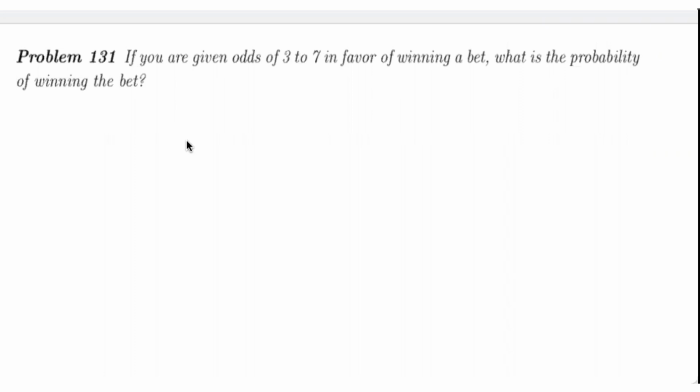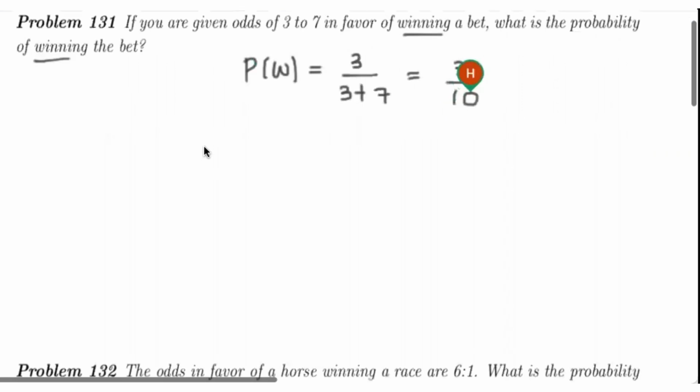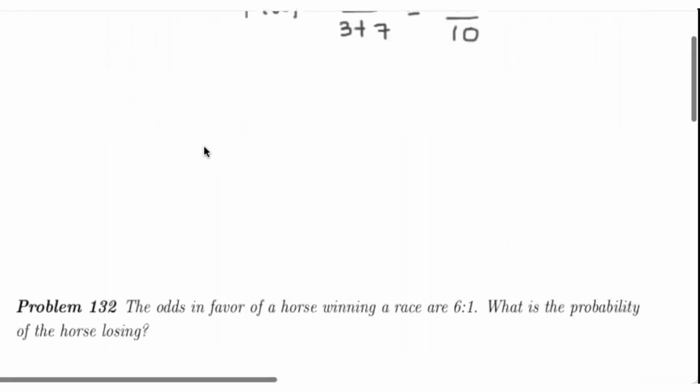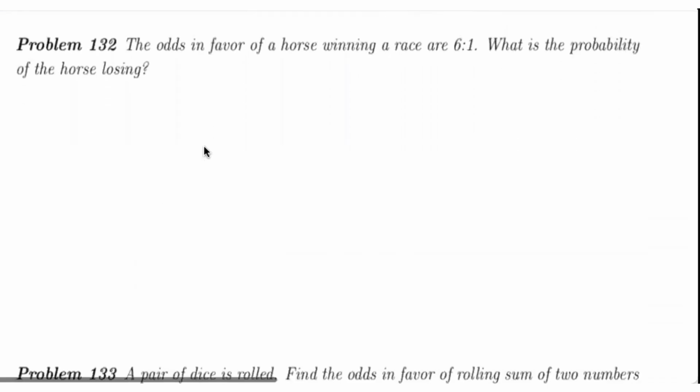Wouldn't it be 3 over 10? So probability, winning in favor, not winning. Yes, it's the probability of winning. That is 3 over 3 plus 7, which is 3 over 10. Very good. Yes, that's correct. Excellent. Any questions? All right, let's move to 132.